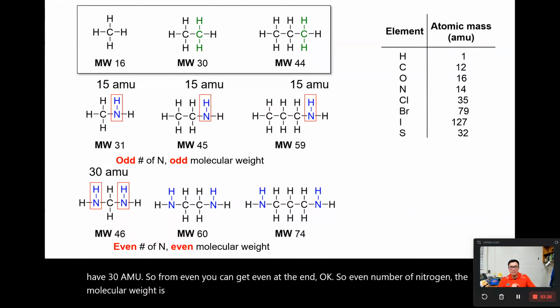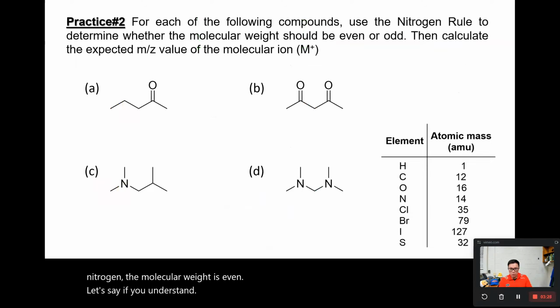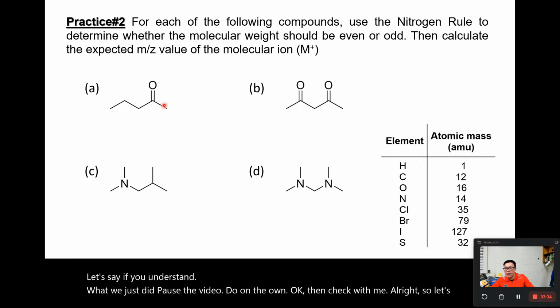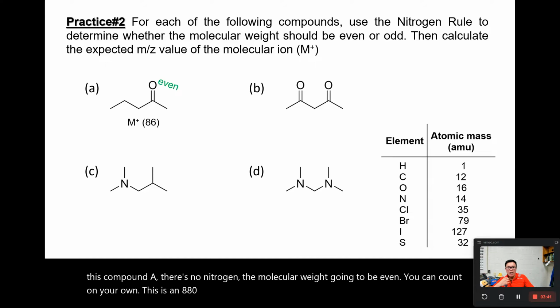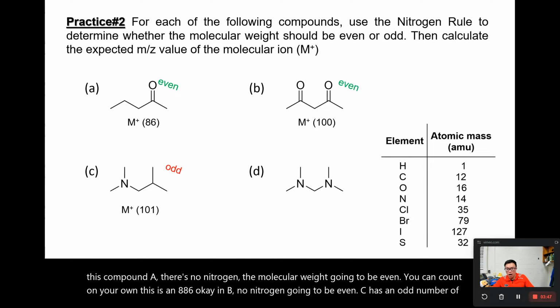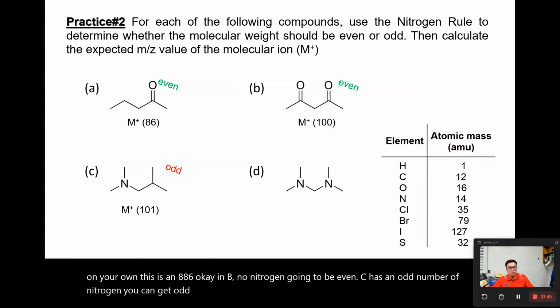All right, let's see if you understand what we just did. Pause the video, do it on your own, then check with me. All right, so let's say this compound A, there's no nitrogen, the molecular weight is going to be even. You can count on your own. This is an 86. In B, no nitrogen, going to be even. C has an odd number of nitrogen, you're going to get odd, and with an even number of nitrogen, you get even.